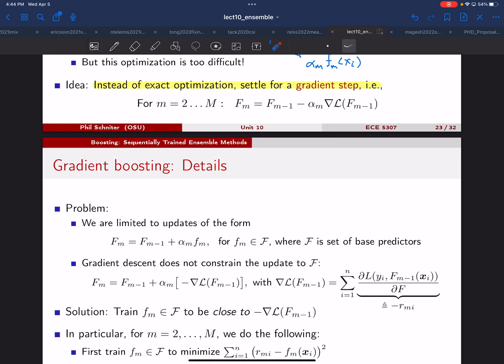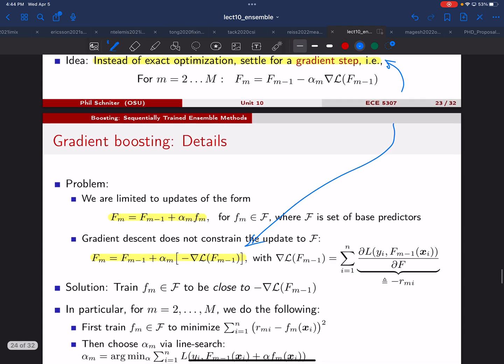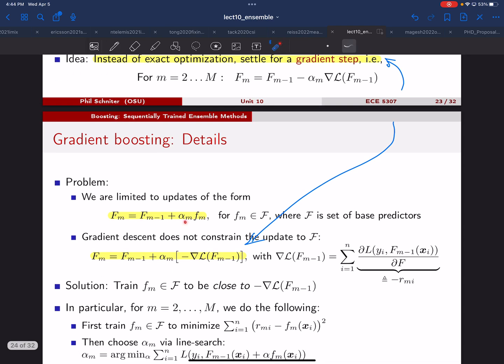Okay, so this is sort of what I was saying. This is what we have to do. This is what that strategy is telling us to do. And we can't equate them exactly, but what we could do is train this to be as close to this as possible.